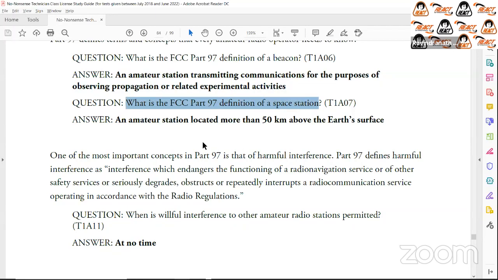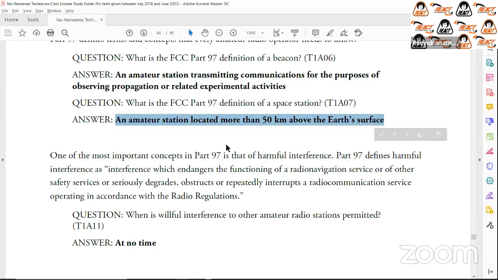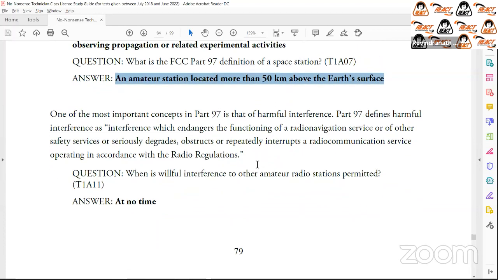Next question. What is the FCC Part 97 definition of a space station? A space station is an amateur station located more than 50 kilometers above the Earth's surface. So that's what a space station is: greater than, or higher than, 50 kilometers above the Earth's surface.